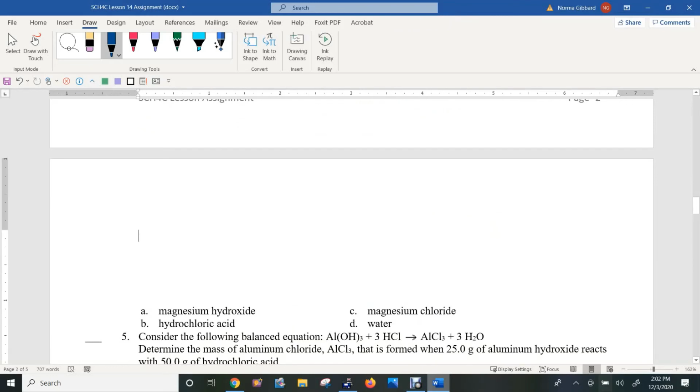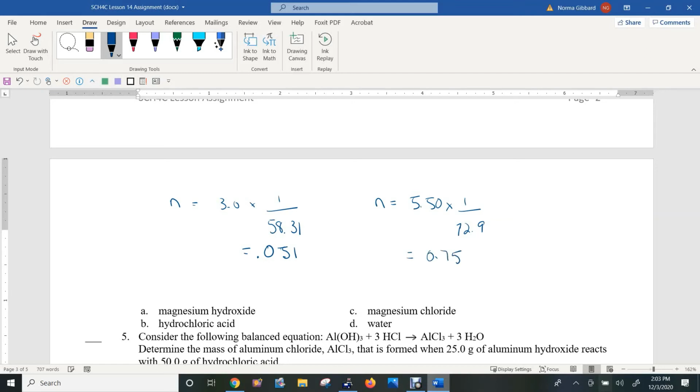Now continuing on the next page. The number of moles then is 3.0 times 1 divided by 58.31, which works out to be 0.051. And for hydrochloric acid, we've got 5.5 times 1 over 72.9, which is equal to 0.75.